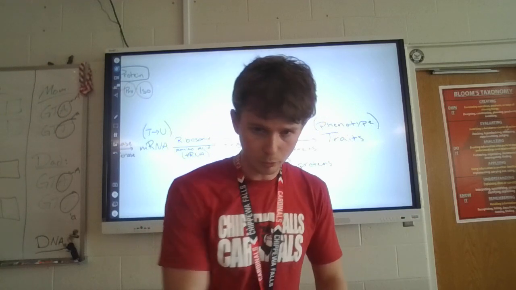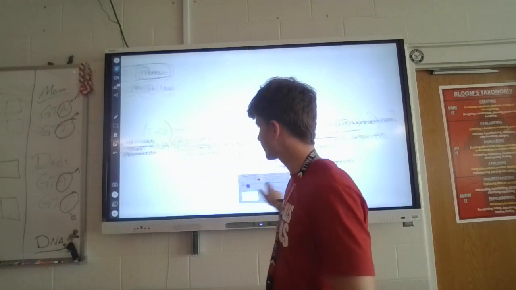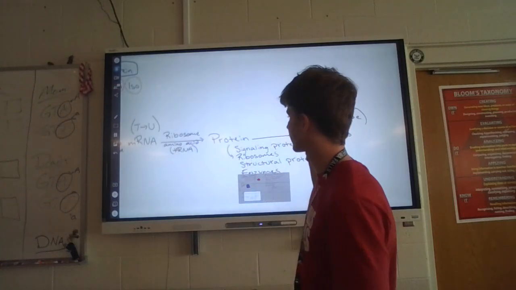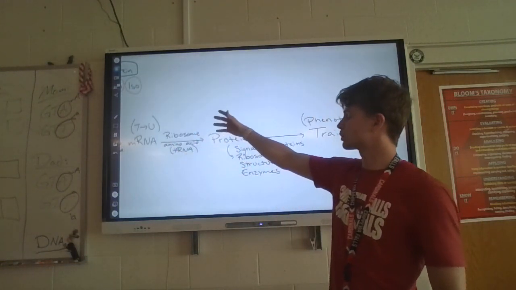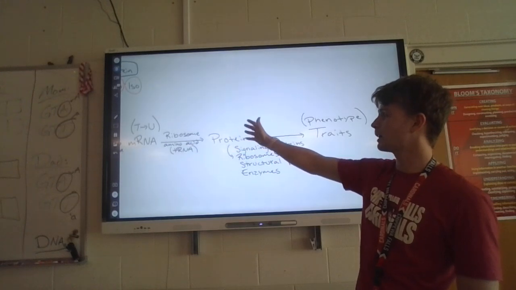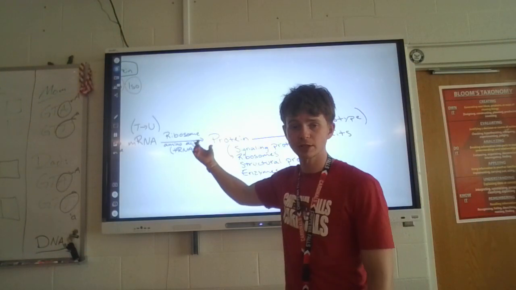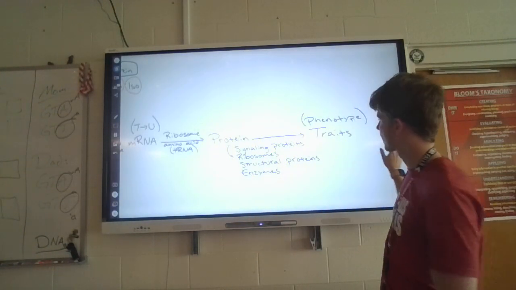And so we start from the DNA all the way over here, and your DNA can change how you look by taking DNA, making RNA, and then translating that RNA with amino acids into proteins, and those proteins can determine how you look.